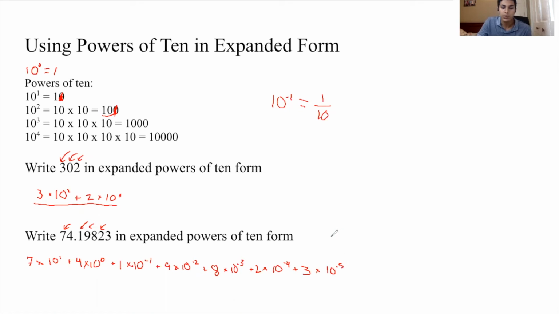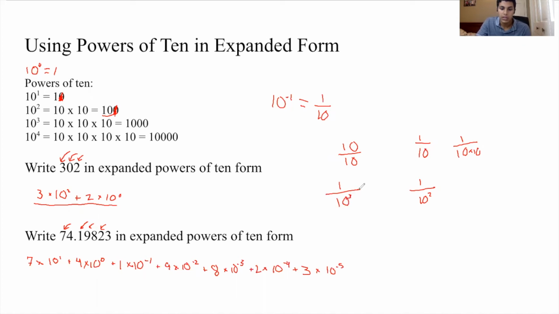Now, if you're wondering why this works, it's because instead of multiplying like we do when we have a positive exponent, we divide. So 10 to the power of 0 means 10 divided by 10. 10 to the power of negative 1 means 1 divided by 10. 10 to the power of negative 2 means 1 divided by 10 times 10, or 1 divided by 10 to the power of 2. So it's 10 to the power of negative 2. 10 to the power of negative 3 just means 1 divided by 10 to the power of 3.